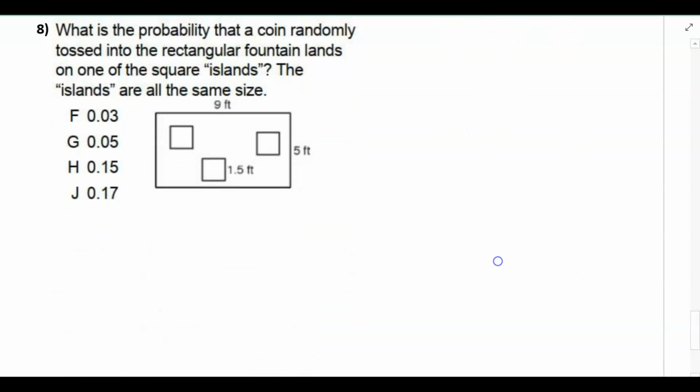Okay, last question, number 8. What is the probability that a coin randomly tossed into the rectangular fountain, this 9 by 5 space, lands on one of the square islands? The islands are all the same size. So, out of this entire rectangular space, what is the probability that it would land within one of the 3 islands?